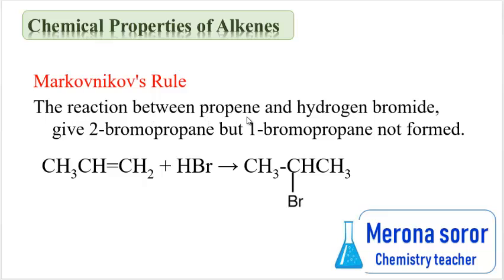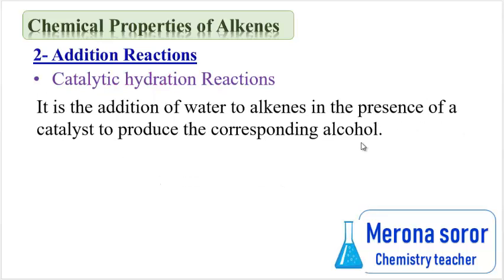The reaction between propene and hydrogen bromide gives 2-bromopropane, but 1-bromopropane is not formed. When adding hydrogen bromide to the double bond, the hydrogen is connected to the carbon that contains the larger number of hydrogen atoms, so it connects to this carbon atom, and bromine will connect to the carbon atom that has the smaller number of hydrogen atoms, so it will connect to this carbon atom. The result will be 2-bromopropane.